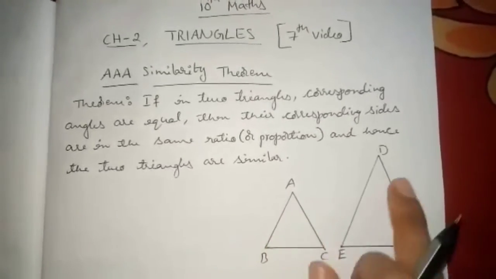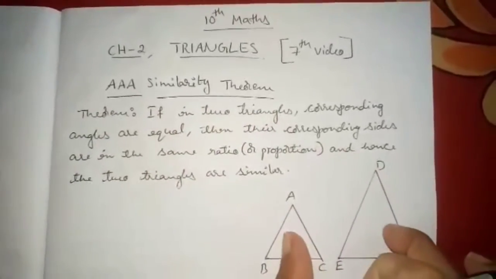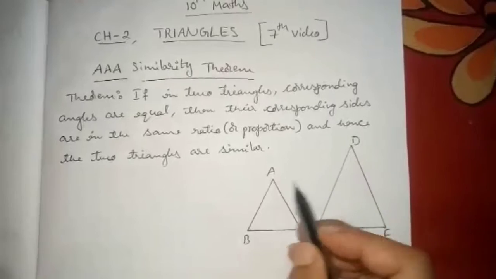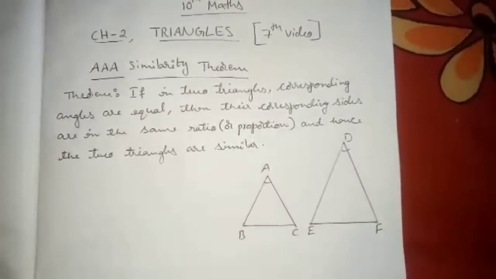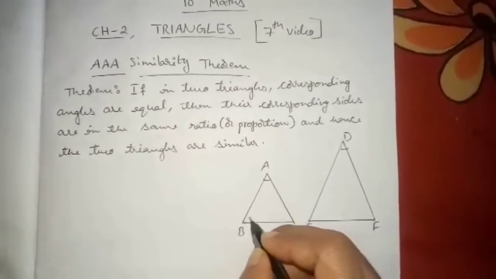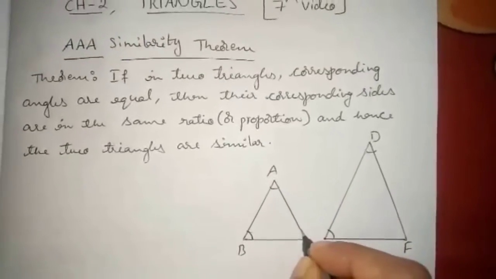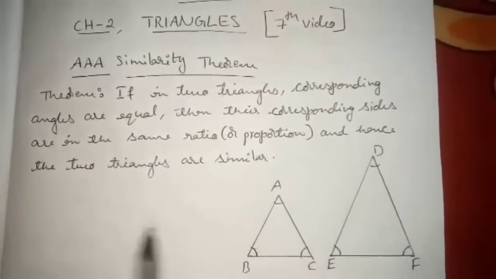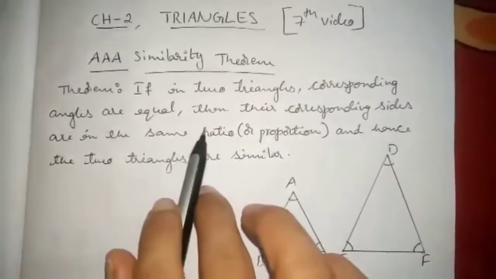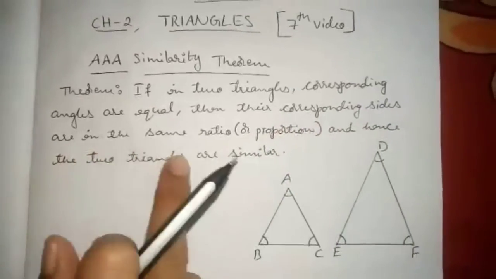I have drawn two triangles ABC and DEF. So what the theorem states: if in two triangles, corresponding angles are equal. Which are the corresponding angles here? Angle A is equal to angle D, a corresponding angle, right? Then angle B is equal to angle E, right? Then angle C is equal to angle F. So if corresponding angles are equal, then their corresponding sides are in the same ratio or proportion, and hence the two triangles are similar.